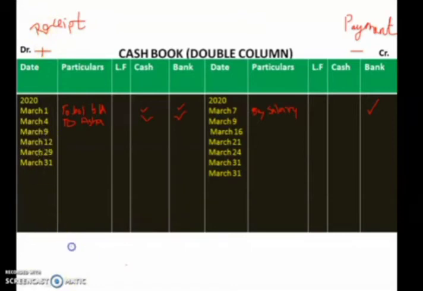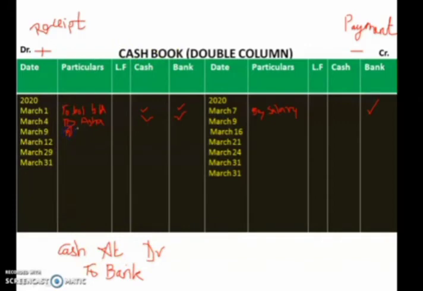March 9, the journal entry will be cash account will be debited to bank. So see here, cash is debited. Okay, if it is difficult for you to understand, so cash is debited over here. So on the cash account, this is cash book, cash account debit side, I have to write to bank.